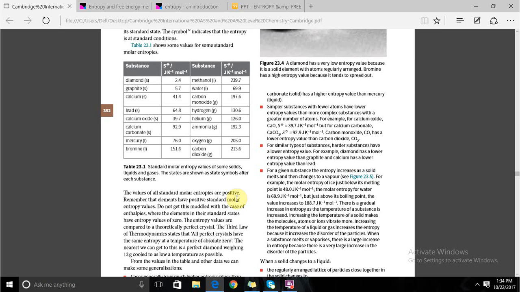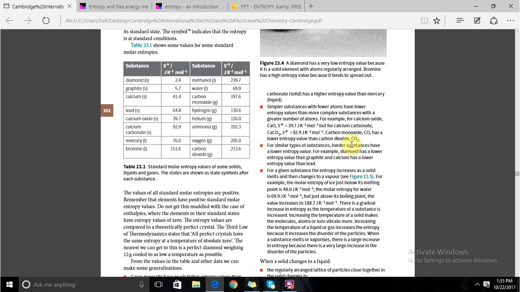For example, if we were to compare calcium oxide and calcium carbonate, both of them are in the same state, but calcium oxide, which is made up of just 2 atoms, has a lower entropy than calcium carbonate, which is made up of 5 atoms. And then we can also compare carbon monoxide and carbon dioxide. Carbon monoxide with 2 atoms has a lower entropy than CO2, which has 3 atoms.